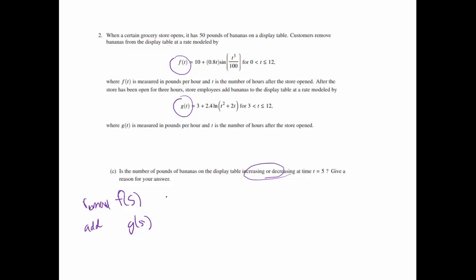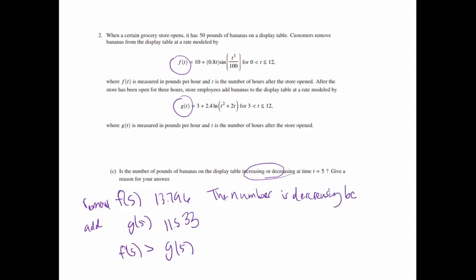So if I find f of 5, that is 13.796. If I find g of 5, that's 11.533. And I notice that there are more pounds being removed than being added. So if there are more pounds being removed than added, we would know the number is decreasing.